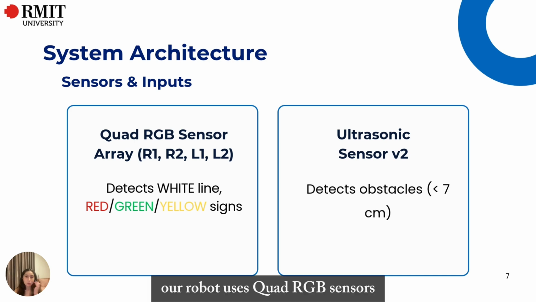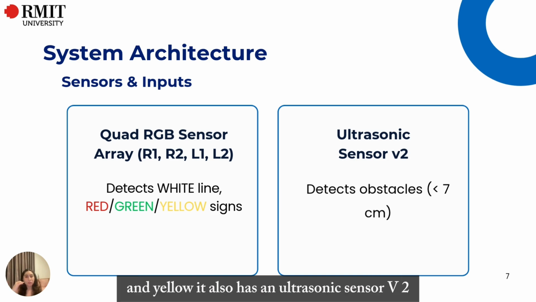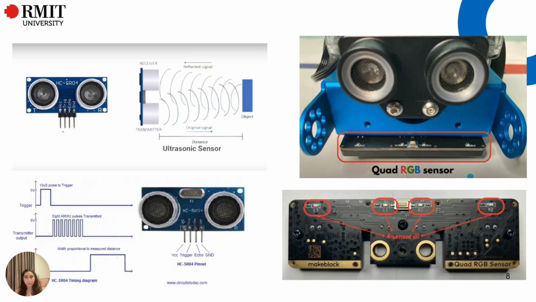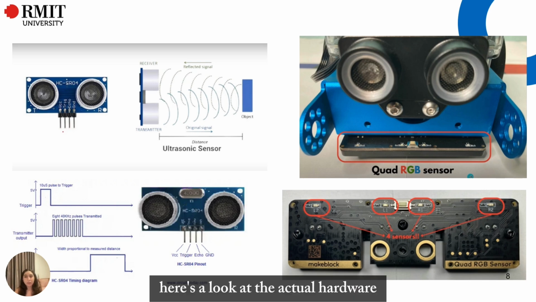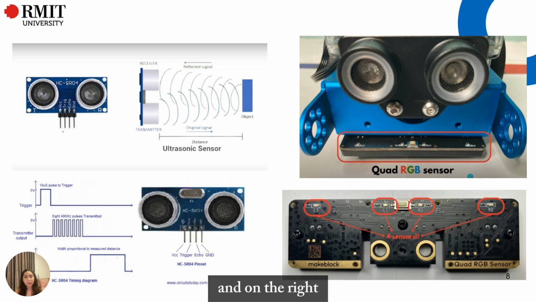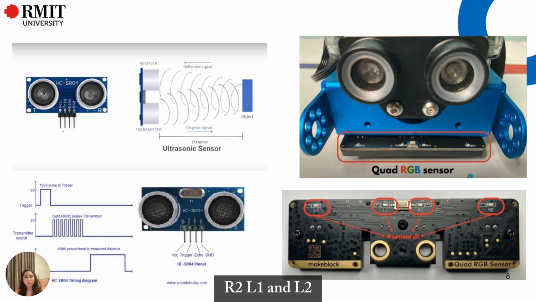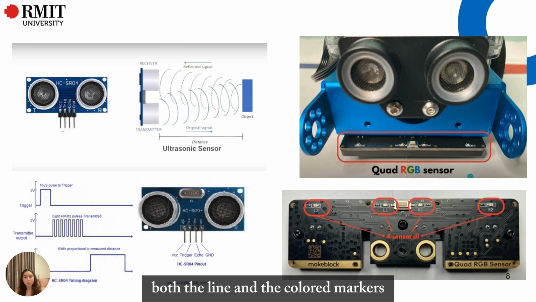Our robot uses a quad RGB sensor array to detect the white line and traffic signs in red, green, and yellow. It also has an ultrasonic sensor V2 that detects objects closer than 7 centimeters. These two sensors work together to help the robot make decisions in real time. Here's a look at the actual hardware. On the left, you can see the ultrasonic sensor, and on the right, we have highlighted the 4 RGB sensors, R1, R2, L1, and L2, which are used for detecting both the line and the colored markers.